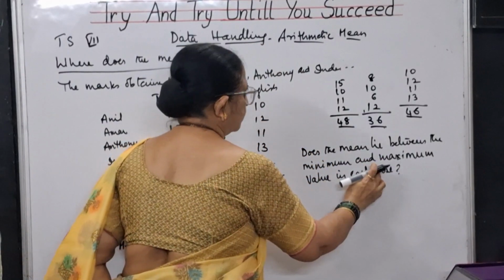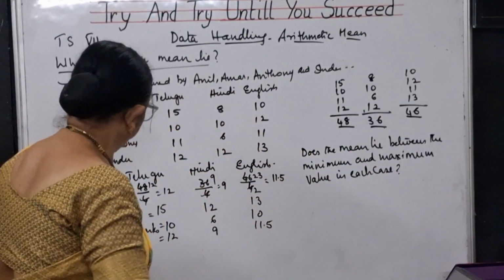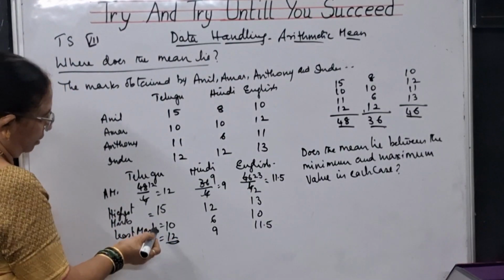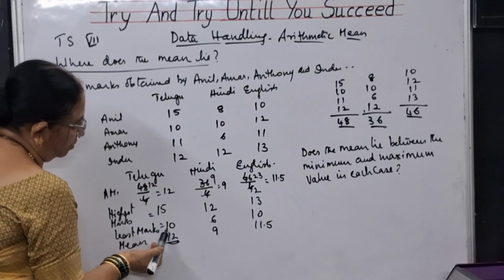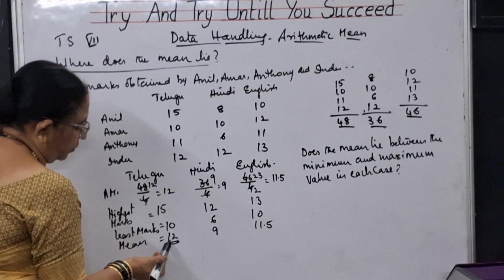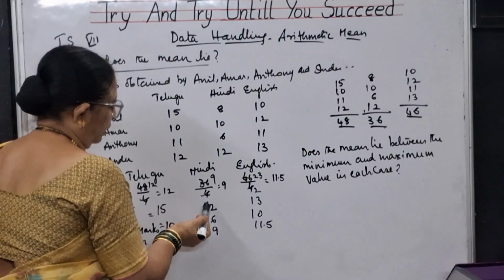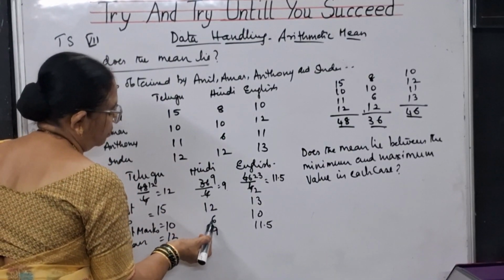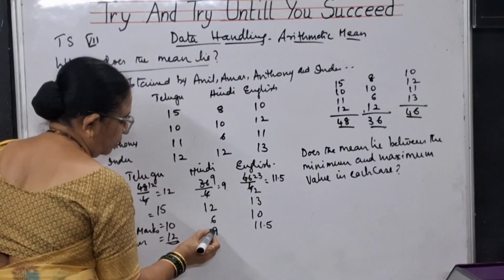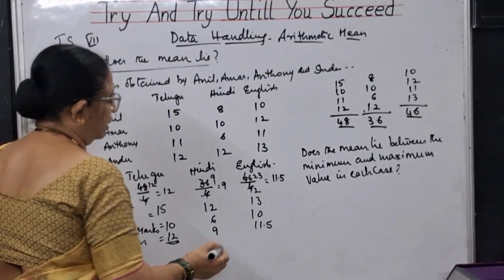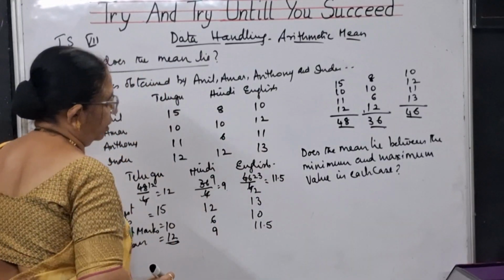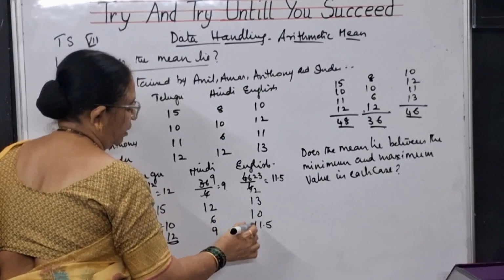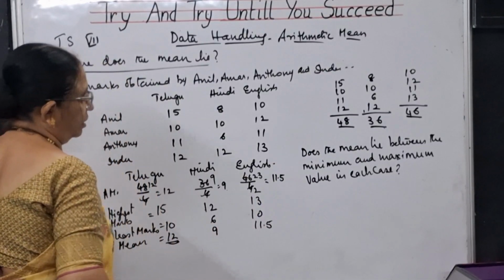See here. In the first case, the mean is 12. The highest is 15, the least is 10. So in between 10 and 15, 12 lies. Here also, the mean is 9, highest 12, least 6. So the mean lies in between. And in the case of English, 11.5, highest 13, least 10, 11.5 lies between 13 and 10.